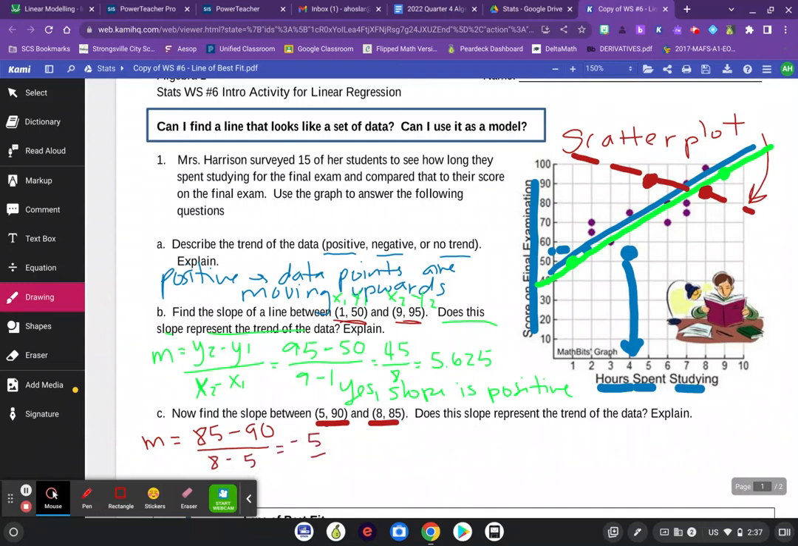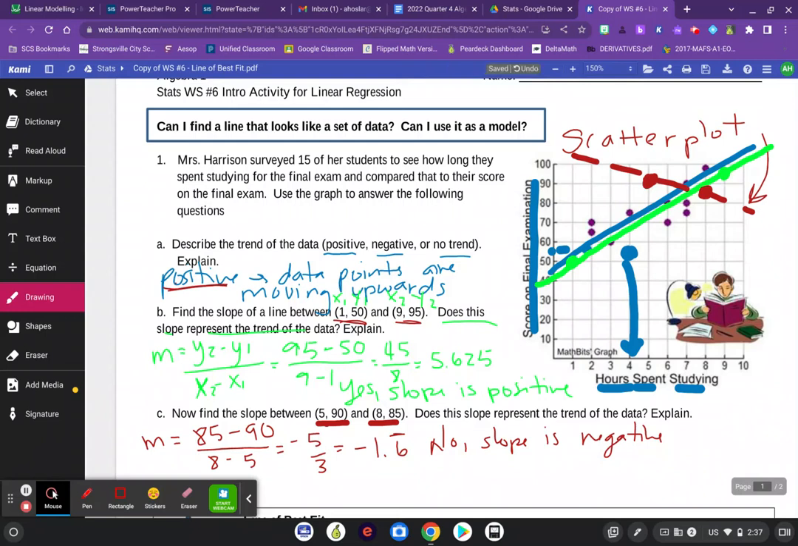So is that negative 5 over 3 or negative 1.6 repeating? Okay. Does this slope represent the trend of the data? Well, no, because the slope is negative, and we said up above in part A that the trend was positive. So they don't match, okay?